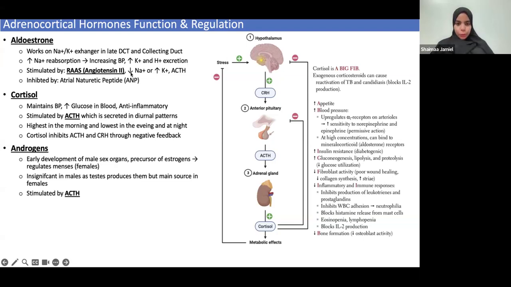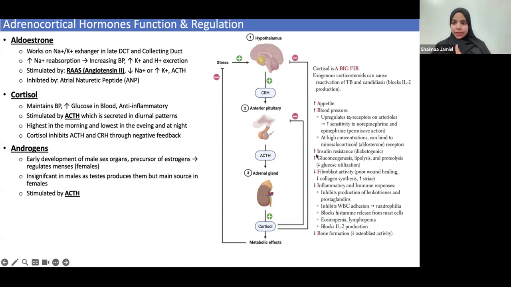So it's going to inhibit the thing that's going to basically oppose its action again, because it wants to keep the blood volume low. The other hormone, which is cortisol. So cortisol is a stress hormone. It has many functions, as you can see here, a big list. It increases appetite, increases blood pressure by either upregulating the alpha receptors, or it can also, at high concentration, bind to the mineralocorticoid receptors and have the same actions of aldosterone, okay?